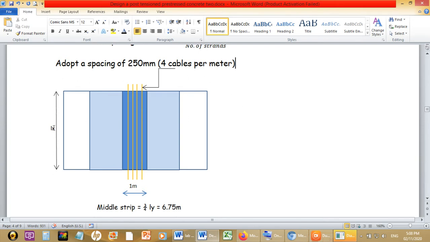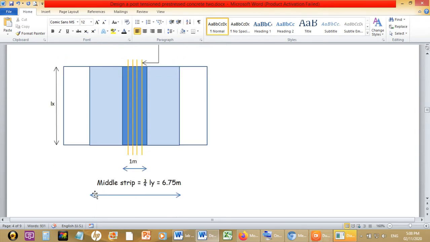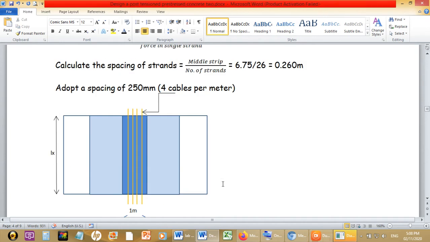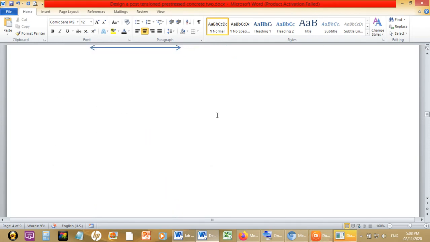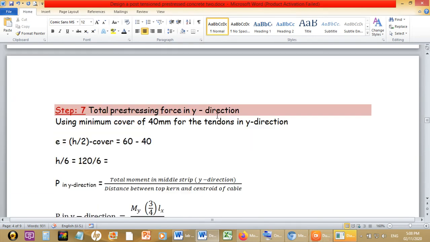So this is the diagram showing how we are going to provide those strands. This is the ly direction, in the ly direction we are providing the strands. For 1 meter width, we have provided 4 strands. And up to the middle strip, what is the total length of the middle strip? 6.75 meter. So in this total distance, we are going to provide a total of 26 strands. Here I have shown a sample for 1 meter. Got this diagram? In the same way, we are going to follow for the y direction.